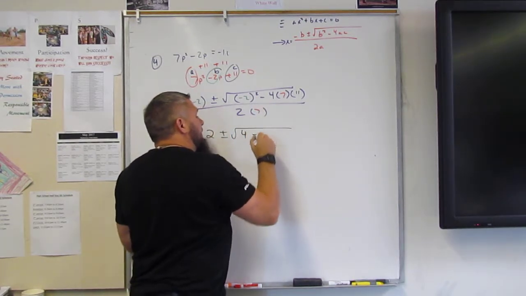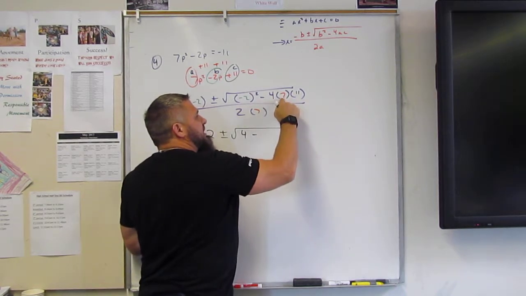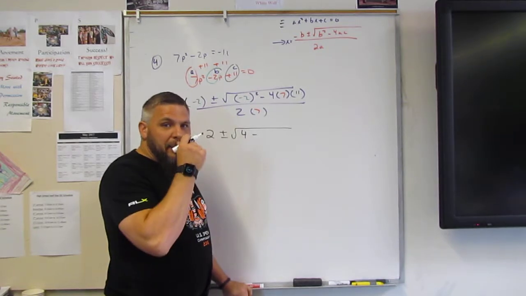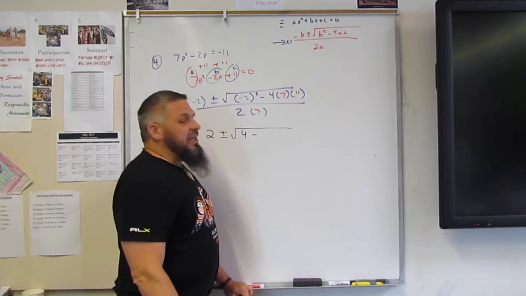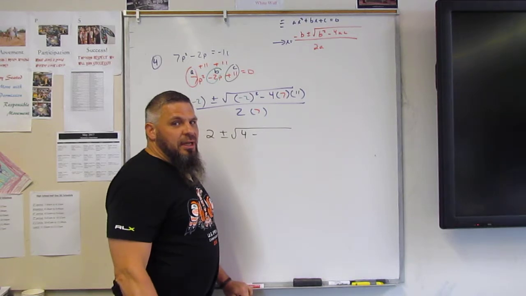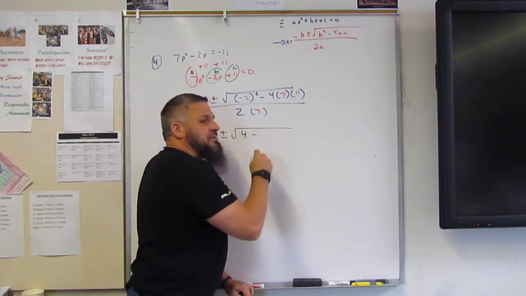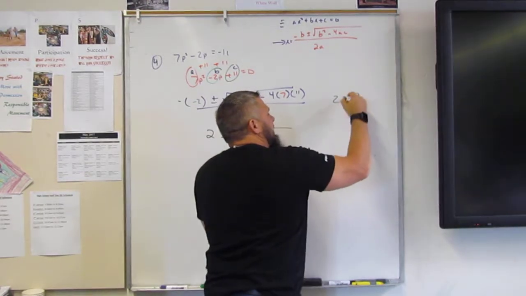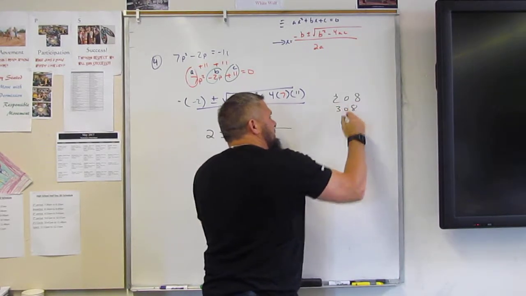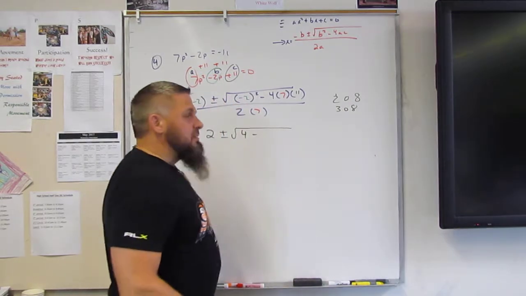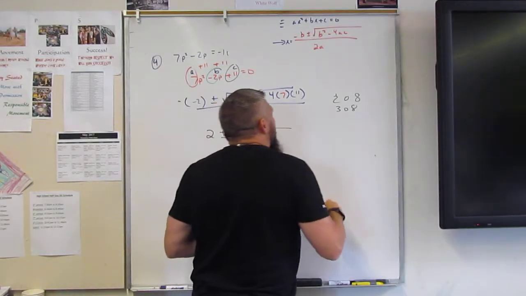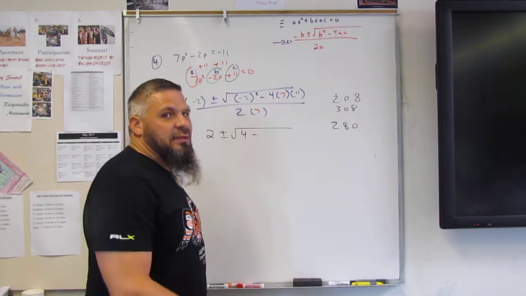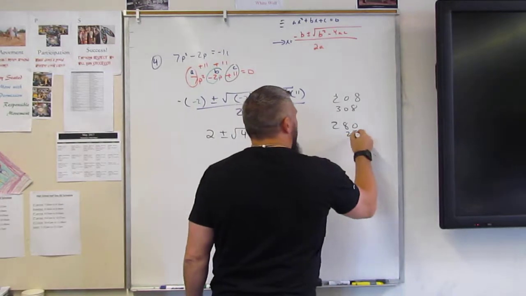Alright? Minus, what's 4 times 7 times 11? So that's like 28 times 11. And 28 times 11, a little trick is 2 and 8 make 10, so it's 308. I'll double check it. 28 is 280. Plus 28 would be 308.